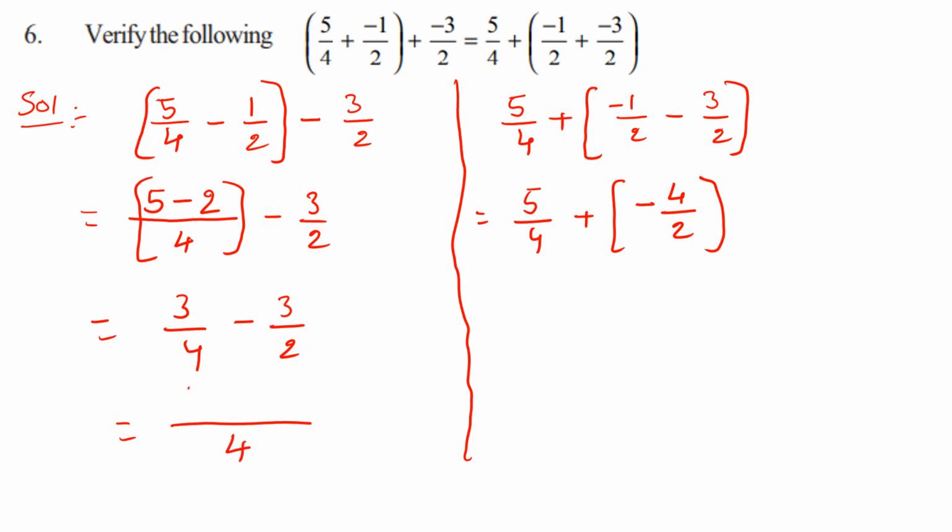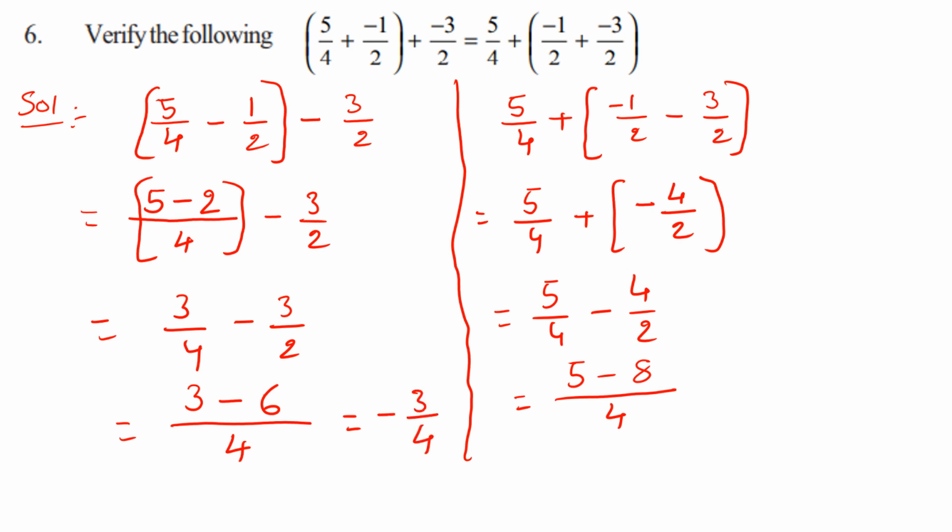That's why 3 ones are 3, and minus 2 3s are 6. That is 3 minus 6 by 4. Look at this side, that is 5 by 4 minus 4 by 2. Here also the LCM is 4, and this is 5 minus 8. So that equals 3 minus 6, that is minus 3 by 4, and here also that is minus 3 by 4, right?